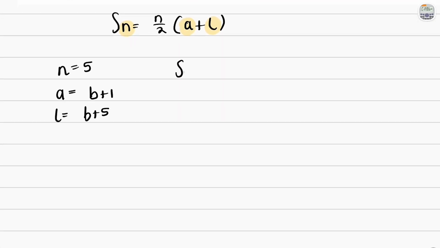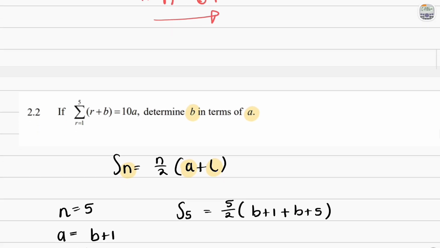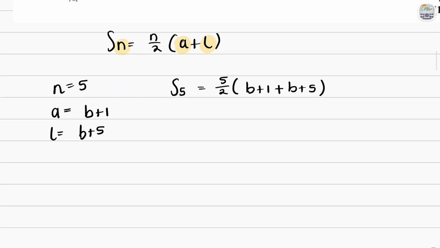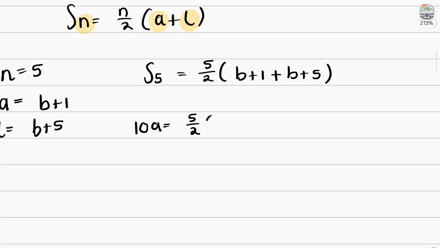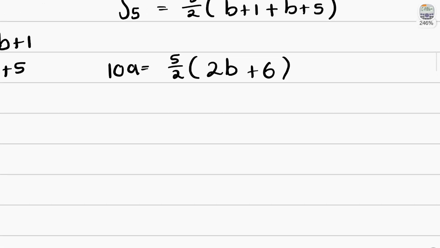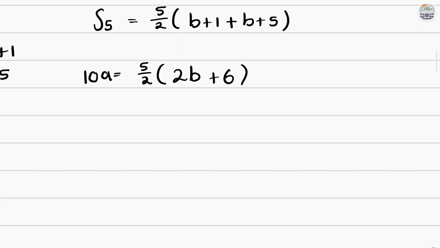So we'll say S of 5 terms, the sum of 5 terms, is equal to 5 over 2 multiplied by b plus 1 plus b plus 5. And we know what the sum of these 5 terms gives us. They give us 10a. So 10a is equal to, and just simplify, this is now 2b plus 6. I just want to simplify this in a way that I don't have to complicate things. So let's get rid of this 5 over 2. And we can do that by multiplying both hand sides by 2 over 5.